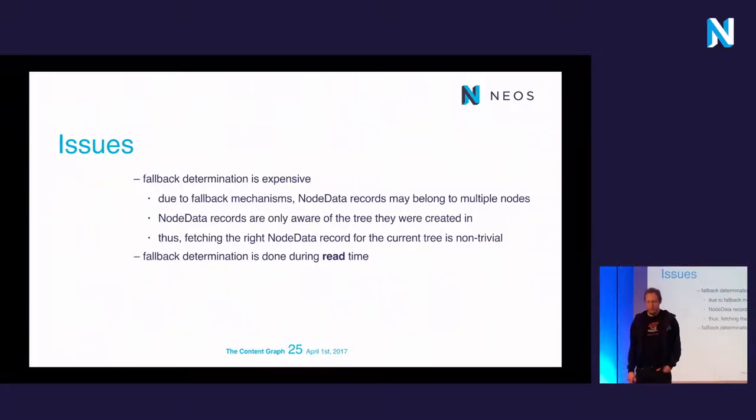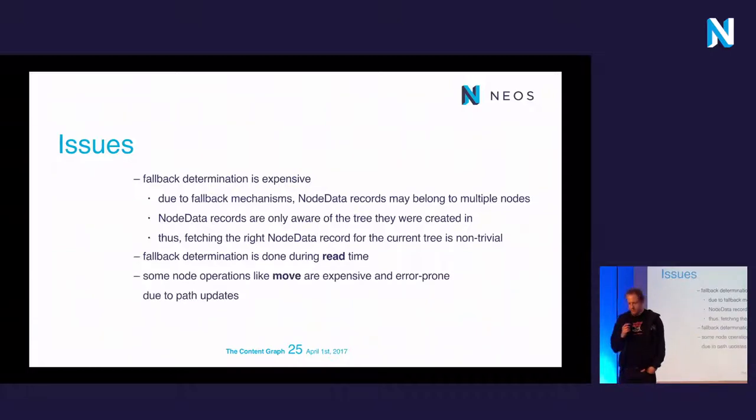But actually, we don't want that situation where you can say, OK, use Neos for up to 100,000 nodes and not a single one more, because then it gets too slow. So we need another model for that. Another issue is that there are some node operations, like moving a node with many child nodes to another place. It's rather slow because all those paths in the node data records have to be updated, and it's error prone because of all of these fallback mechanisms.